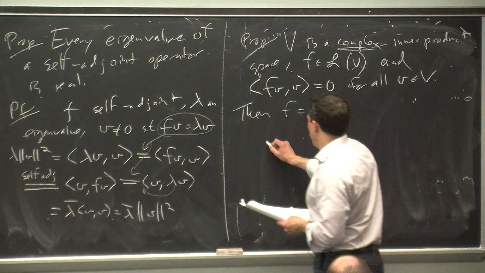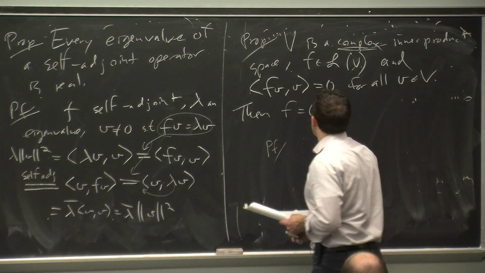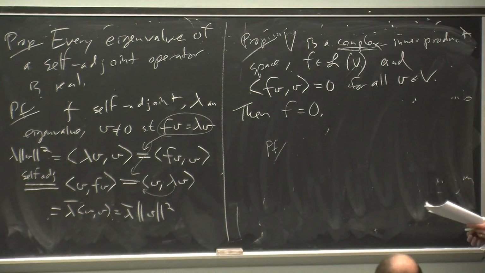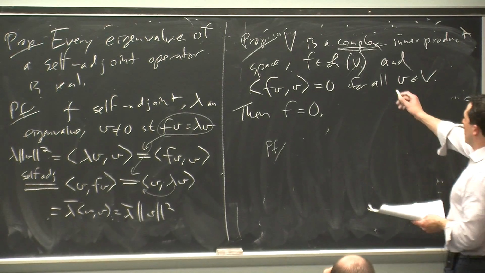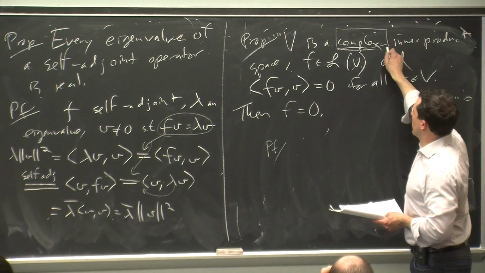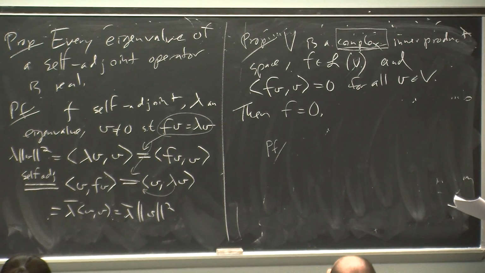So I'm going to omit the proof. You can look at it in the book, it's a computation. But let's think for a second about the counterexample. I required this hypothesis, complex. If I just allow it to be a real inner product space, it's not true anymore. So you want to think about the distinction between real and complex vector spaces.